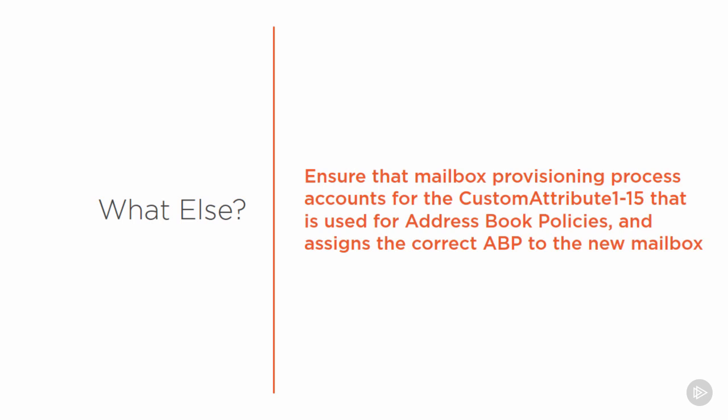And once you have all those address lists and address book policies in place, things get a little bit easier from that point on. You've done all the hard work in creating all those objects up front, and you've created the policies. And from there on in, it's just a matter of ensuring that your mailbox provisioning processes account for that custom attribute 1 to 15 that is used for the address book policy filtering. So your provisioning process needs to assign the correct address book policy to each new mailbox at the time they're created.